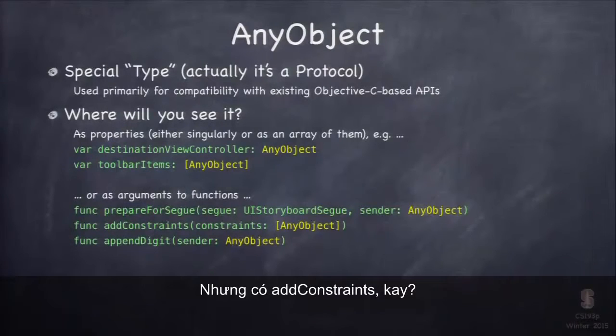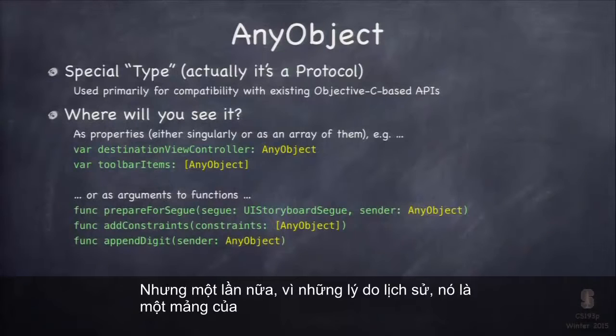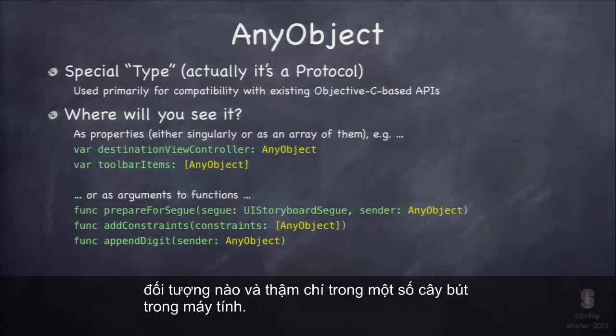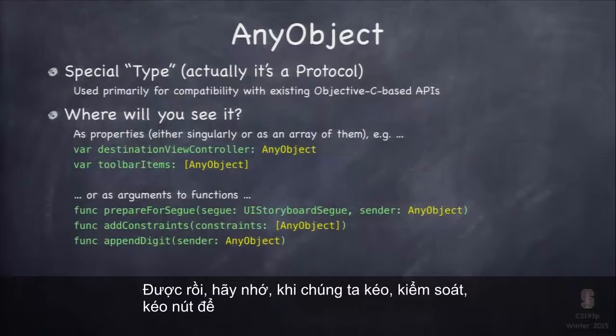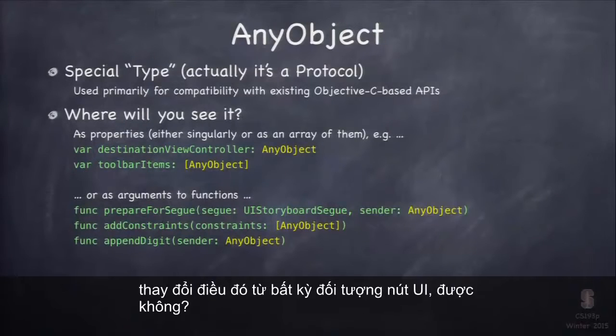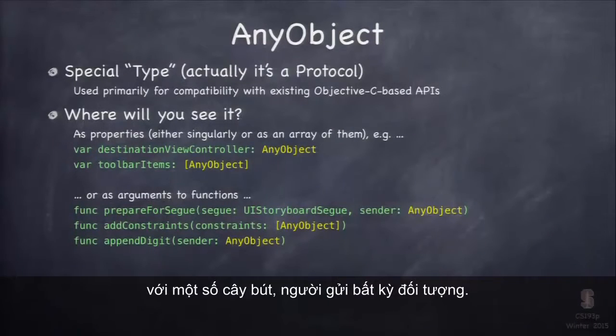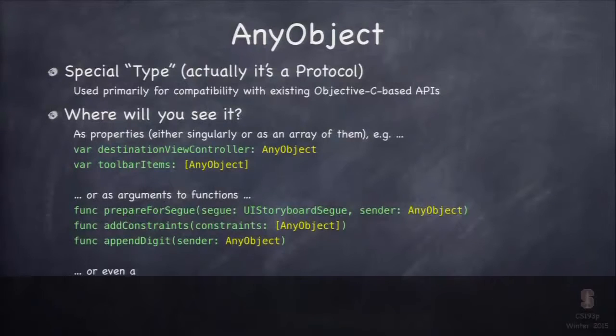But there's addConstraints, which is another UIView thing. And you add the constraints, you think that would be an array of whatever class constraints are. I haven't taught you about this, but these are the constraints that do all our UI shifting. But again, for historical reasons, it's an array of AnyObject. And even in appendDigit in Calculator, remember when we control dragged the button to make appendDigit? And I made a big deal of saying, change that from AnyObject to UIButton? Well, if you hadn't changed it, then you could have ended up with appendDigit sender AnyObject.